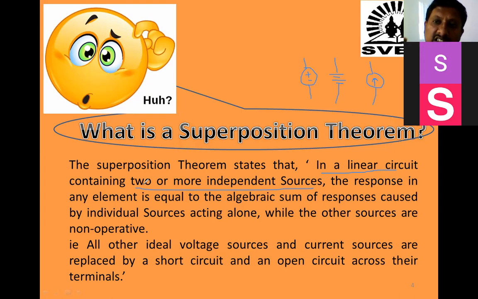So the first statement of this theorem indicates the condition where you can apply the superposition theorem. Everyone understood now? The first statement means in a linear circuit containing 2 or more independent sources. More than two is fine, it doesn't matter, but minimum 2 should be there. Minimum 2 independent sources should be there.